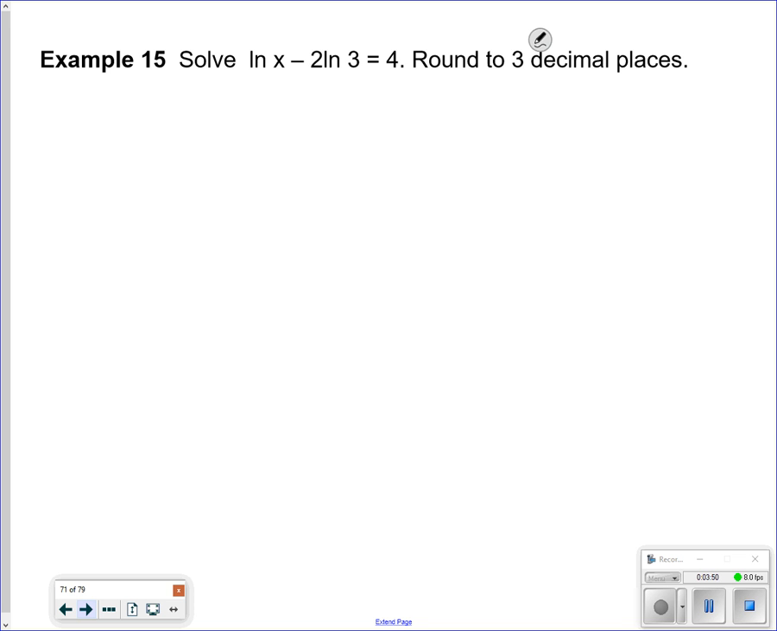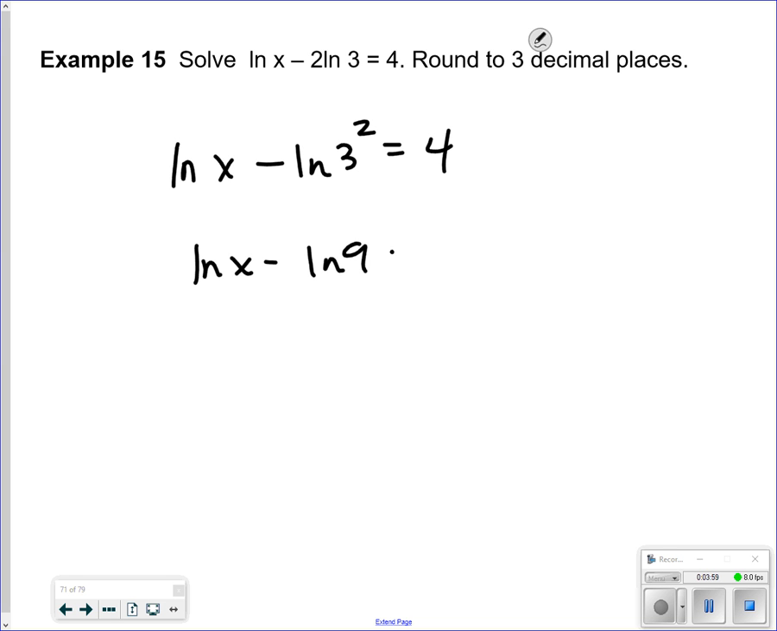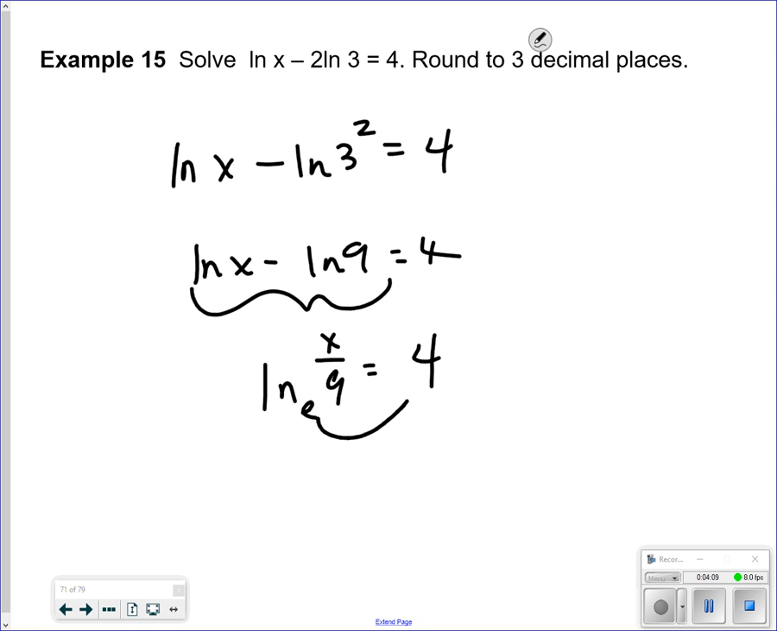Natural log. Now, if I have a number out in front, I am allowed to make that an exponent. So now I have the natural log of x minus the natural log of 9. I can combine these two natural logs as long as I divide. And now I have a natural log equaling a number. So e to the 4th.